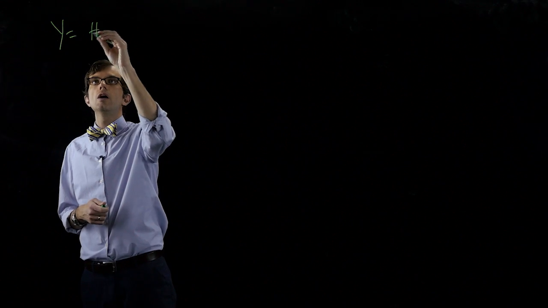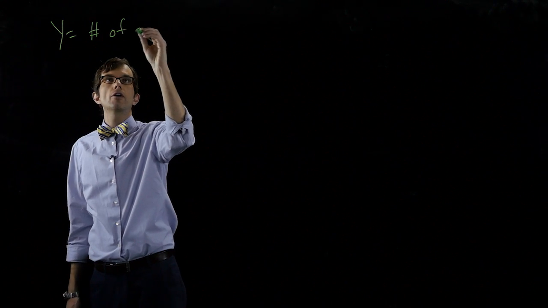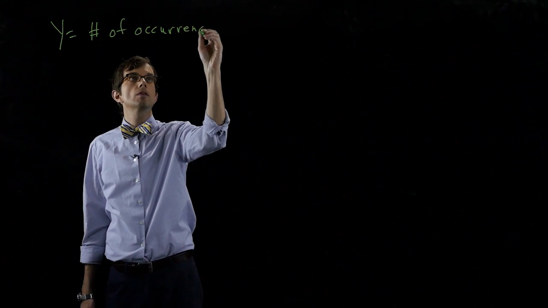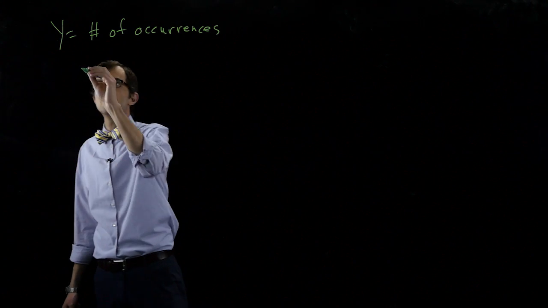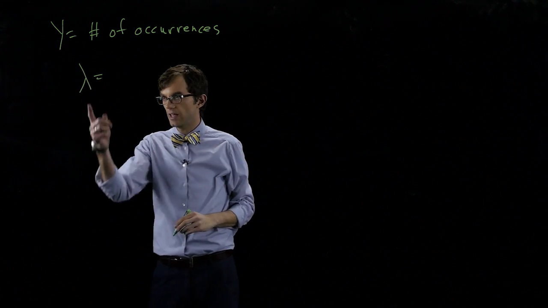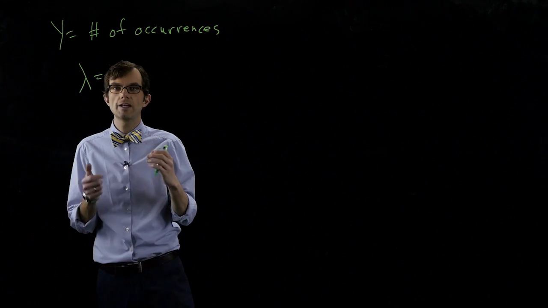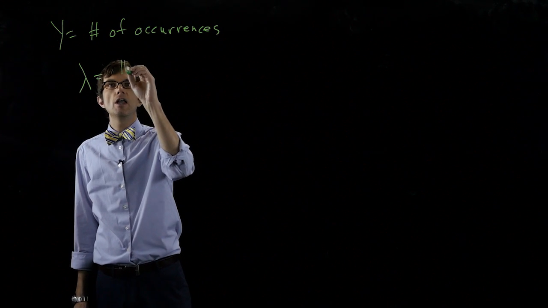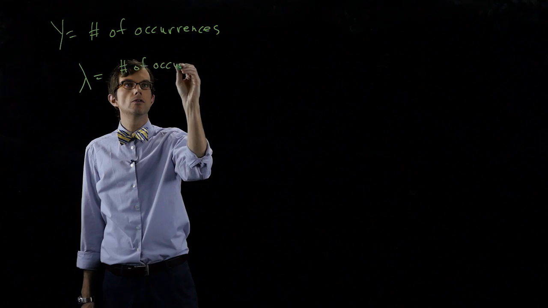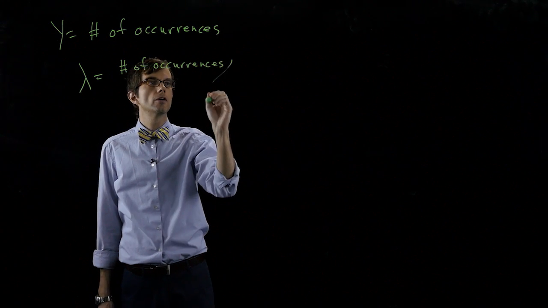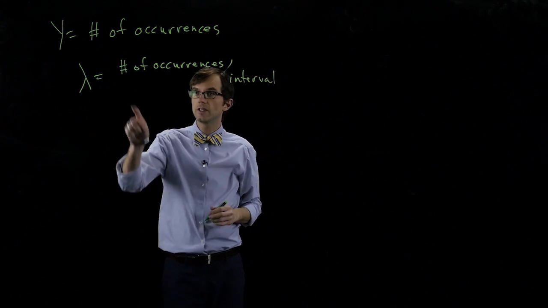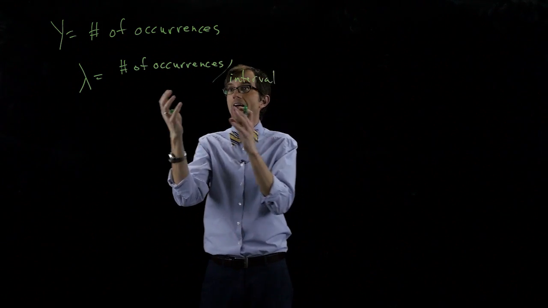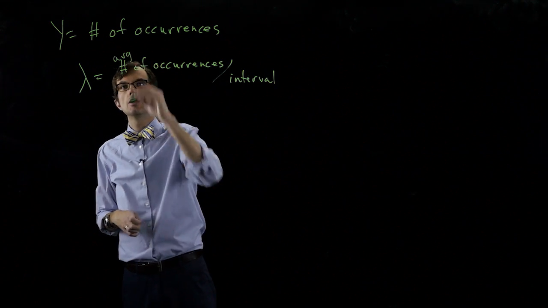Let's say we have y is equal to some number of occurrences. The hallmark of a Poisson distribution is we have some rate of occurrences. Lambda here is what we call the rate of occurrences, some number of occurrences per some interval. This can be a non-integer value because this is an average number of occurrences.